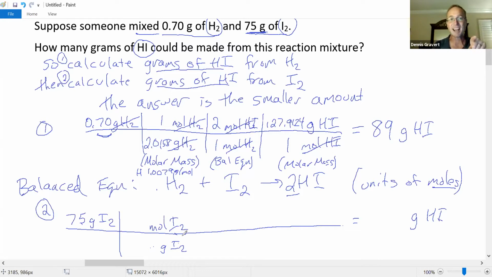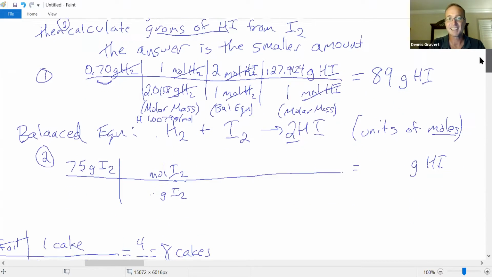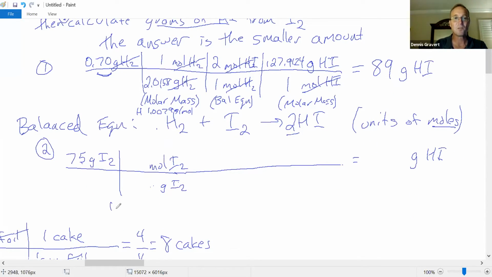Go to the periodic table, look up the weight of iodine. I didn't copy and paste the periodic table, sorry. 1 iodine atom weighs 126 point something. 126.9045 grams per mole, but I2 weighs twice that. And so 2 times that is 253.809 for every 1 mole. That's the molar mass. 1 mole of I2 weighs 253.809 grams.